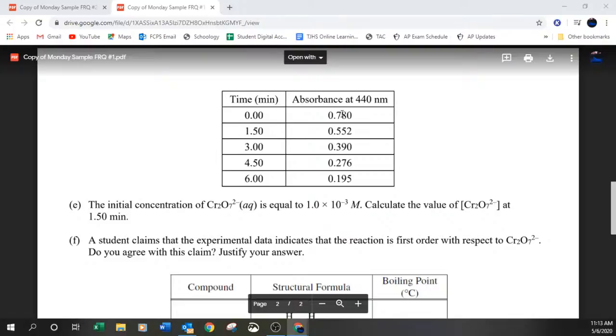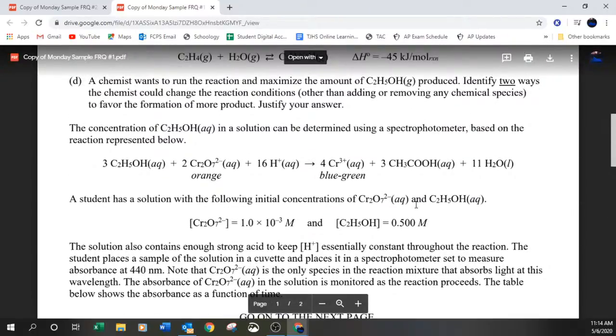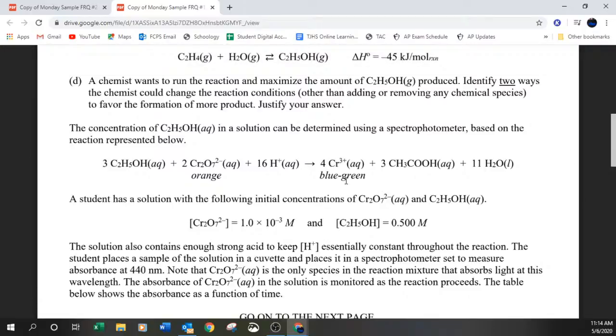Now actually, no. For as far as F goes, it's not all that complicated, because this is 78. After 3 minutes, it's 39. After 6 minutes, it's 19 and a half. So all you're seeing is a decrease of 1/2 every 3 minutes. So you could say it's first order with respect to dichromate because the absorbance level is directly dependent upon the dichromate. Dichromate being an orange solution, which I think they mentioned, and then it changes over to a blue-green.